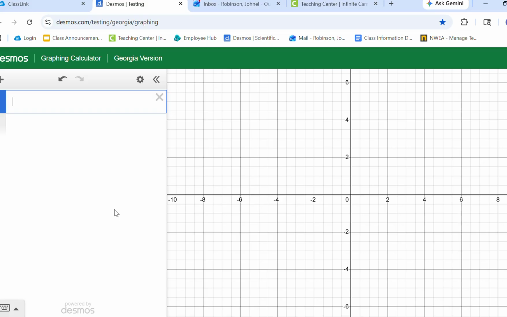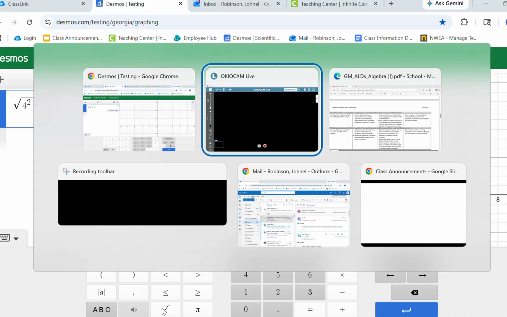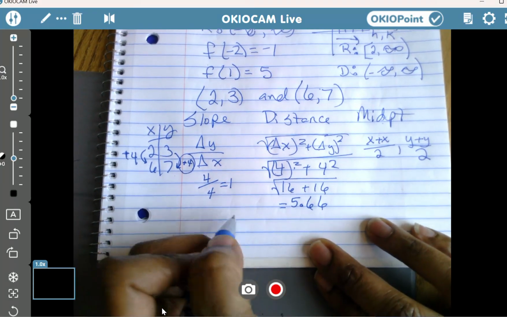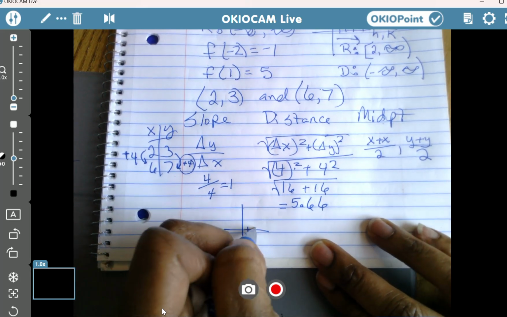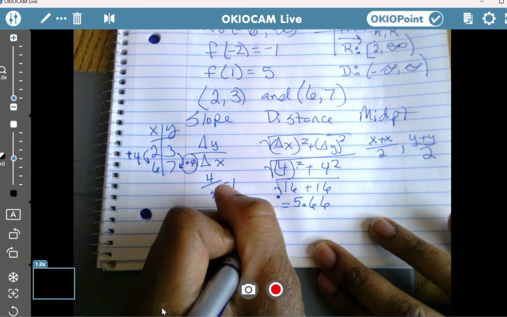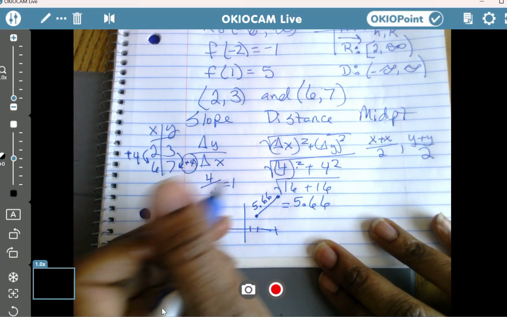I'm going to come down here, and I'm going to press the square root symbol. The change in the x was 4 squared, plus the change in the y was 4 squared. There's the distance between those 2 points, 5.66. Now, that means that if these points were on a coordinate plane, 2, 3, and let's say 6, 7 is all the way up here, that means that the distance from here to there is 5.66.